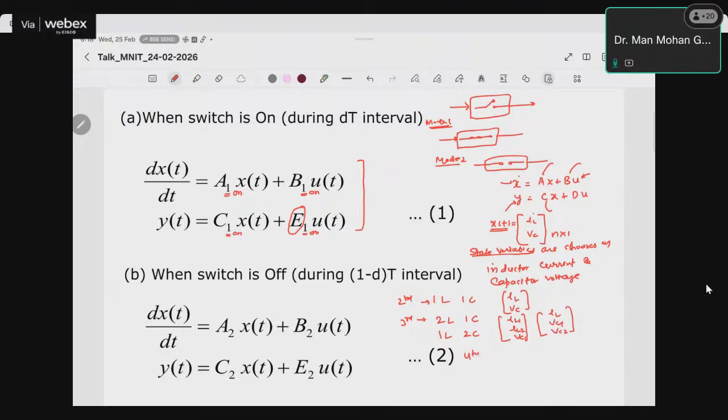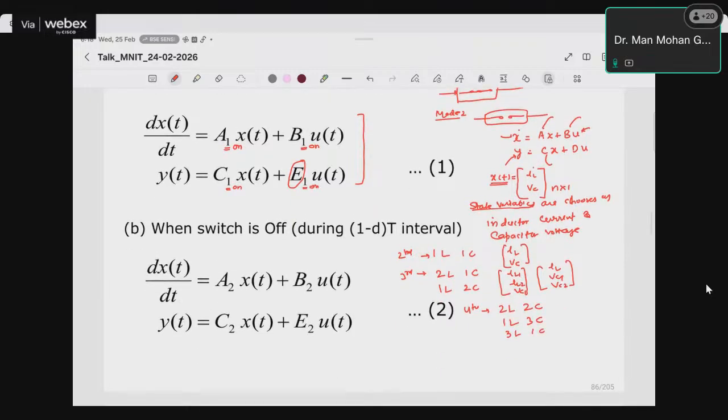There may be a fourth order converter also: two inductors and two capacitors, or maybe one inductor and three capacitors, or maybe three inductors and one capacitor. So depending upon the topologies, there are various cases. We choose this X, but this X is chosen out of inductor currents and capacitor voltages. So the number of inductors and number of capacitors will decide the order of the system.